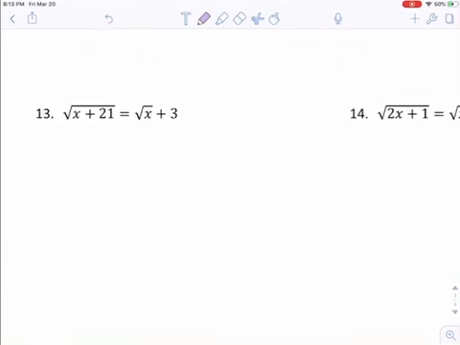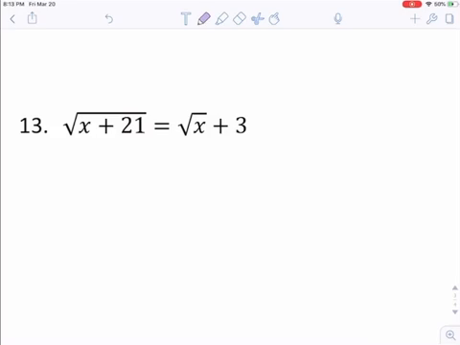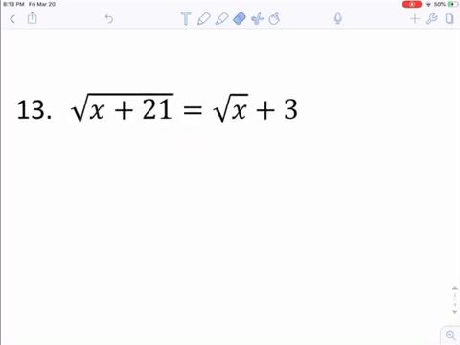And then number 13 and 14, you are going to love these. So I already have a radical isolated. It's okay that this radical is not by itself. All I need is one that's by itself on one side. So what I'm going to do is square both sides.